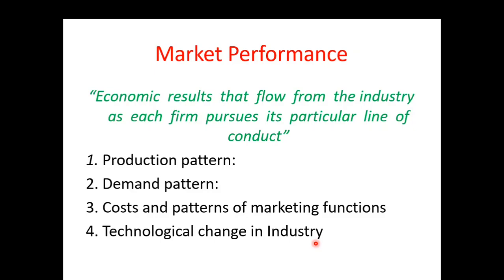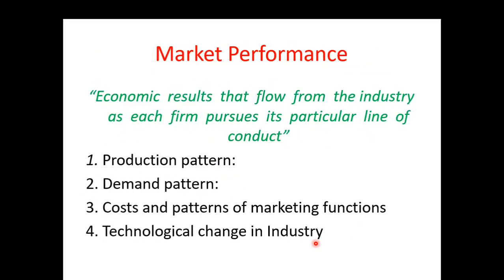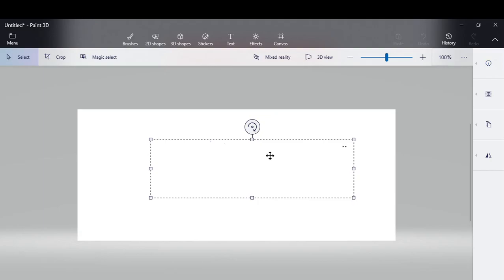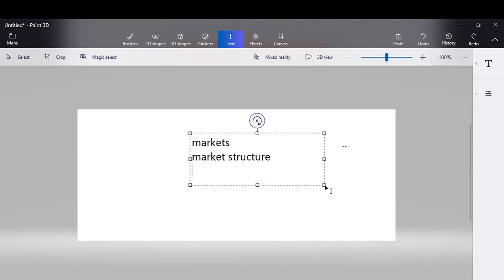So this is something about the basics of marketing, that is market structure, market conduct, and market performance. And before going to agriculture, in this class we have studied about markets, again market structure, again market conduct, and market performance, right? And you need to be thorough about these things.